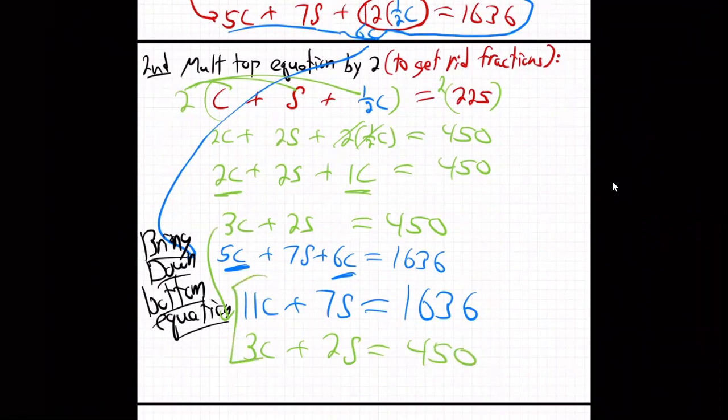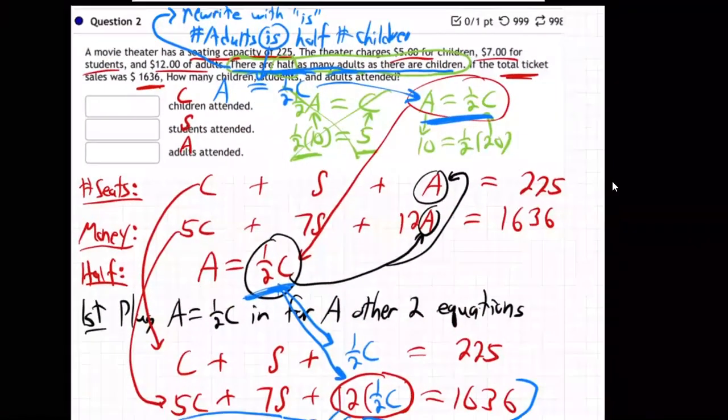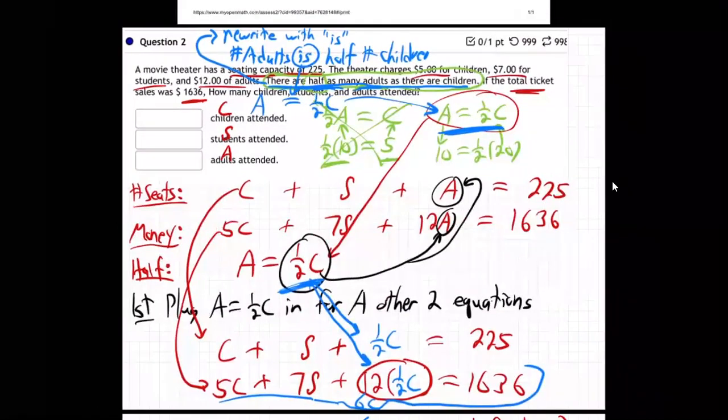Everybody see that? Let me recap where we've been. This has been confusing. Not an easy one. Already it's a long and tedious question. So where we are so far. I wrote out my children, students, and adults. C, S, and A are my variables. 3 letters, got to have 3 equations. The first one is number of seats. They add up to 225. Money adds up to 1636. And then that weird sentence, there are half as many adults as there are children, which means the number of adults is half the number of children. So A equals a half C.